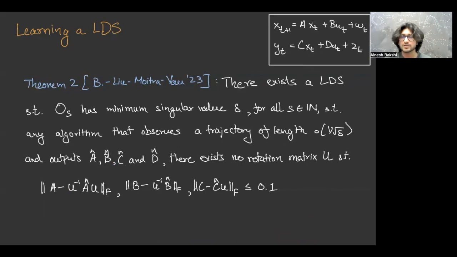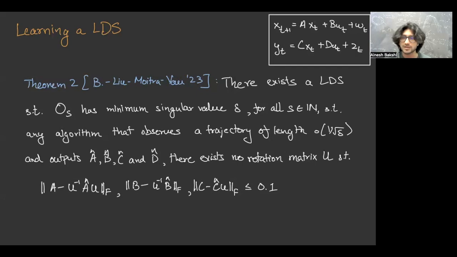To complement this result, we also present a lower bound that shows that if the observability matrix has a condition number that scales like 1 over delta, then any algorithm that observes a trajectory of length little o of 1 over root delta cannot obtain even a constant approximation to the underlying parameters. Therefore, the sample complexity of this problem must indeed grow as a function of the condition number of the matrix.